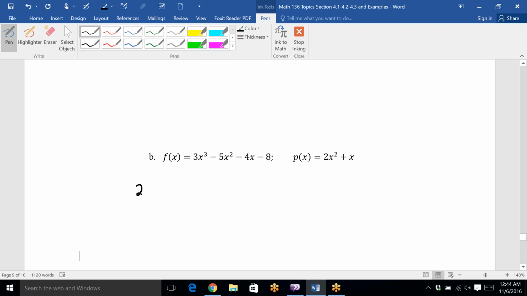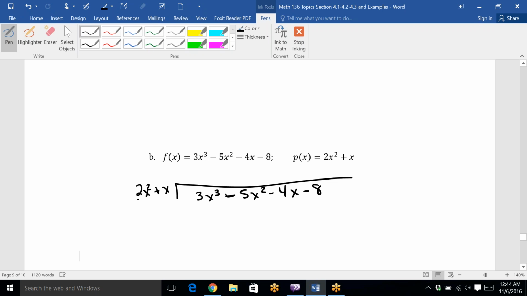So this is 2x squared plus x into, now we need to make sure we're not missing any pieces. Oh, it's a horrible drawing. So this is cubed, squared, first power, and no x. That's in a perfect order. Everything's already lined up.